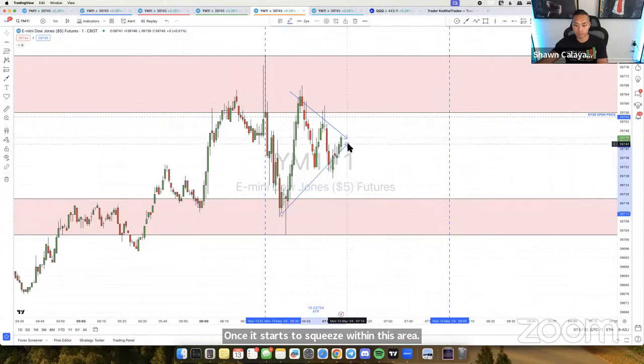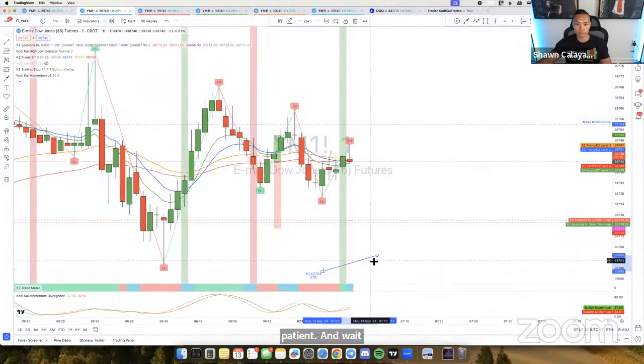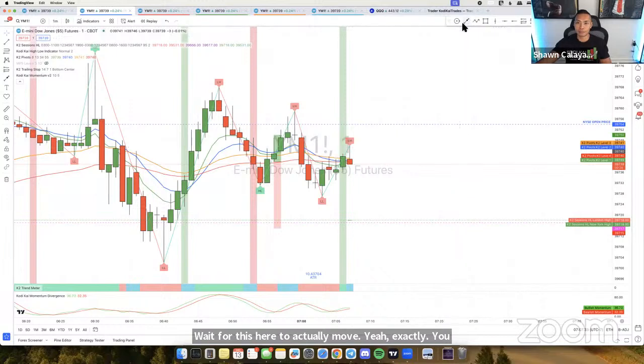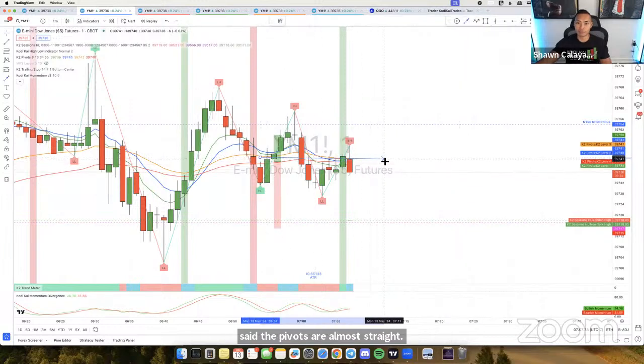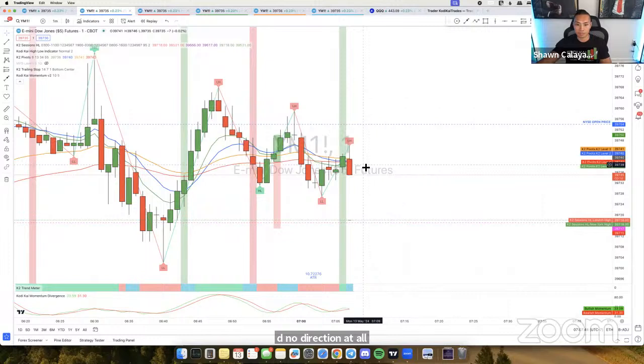So we really just have to be patient and wait for this here to actually move. Yeah, exactly. Drew said the pivots are almost straight. Yeah, the pivots are literally going straight right now to the side. So there's literally no trend here and no direction at all. We got the pending buy signal right there.